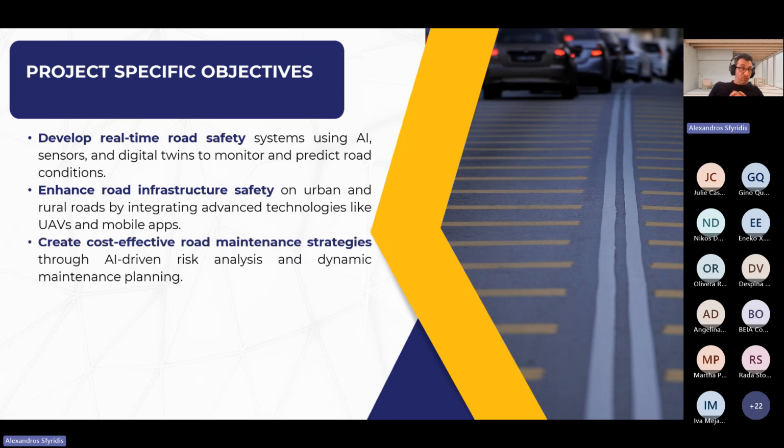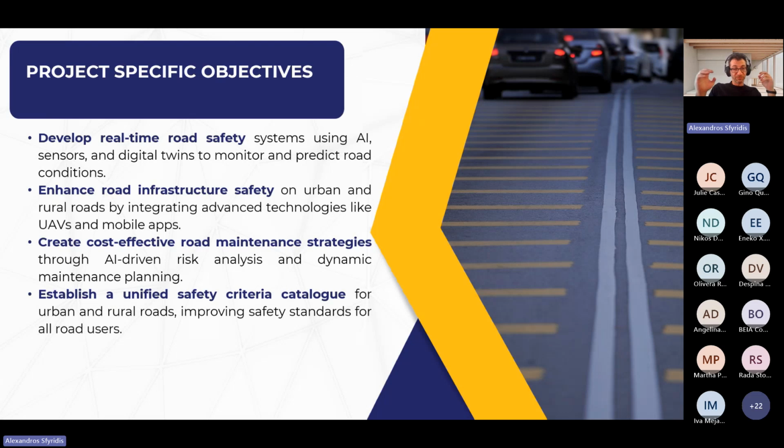So through risk analysis and dynamic maintenance planning, the objective here is to create efficient and cost-effective road maintenance strategies. We also focus on the safety criteria catalog for urban and rural roads, aiming to improve safety standards for all users. From our side, this is to be ready in the 18th month of the project, that is the upcoming December.